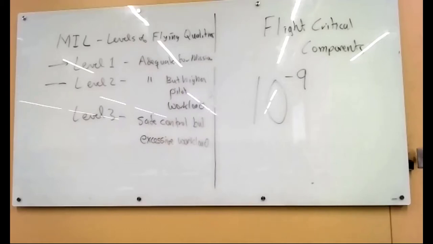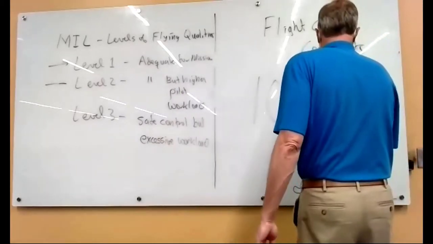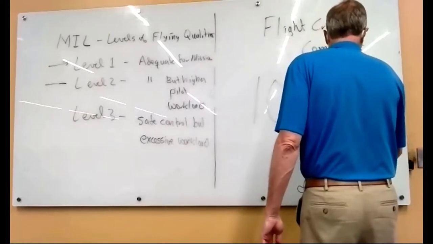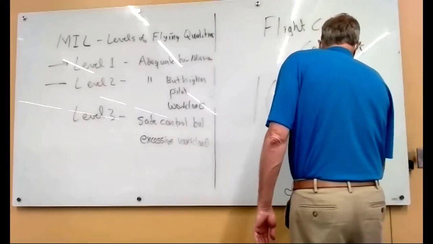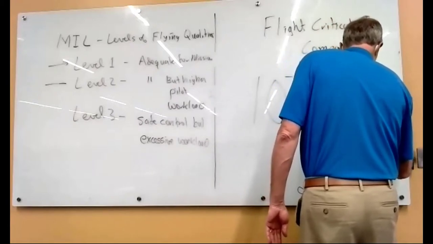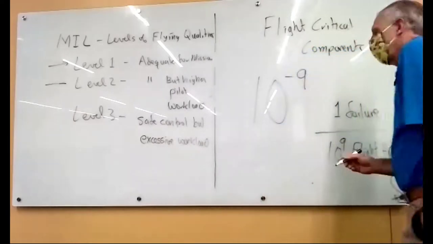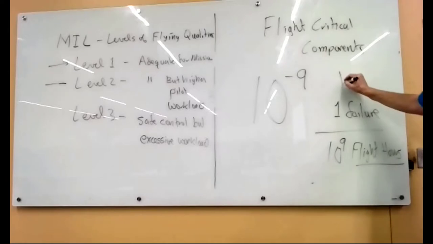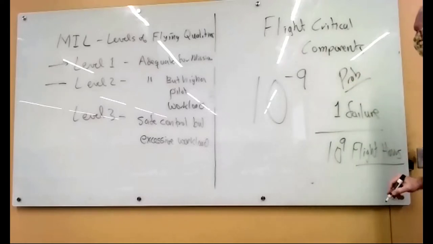So what this really means is one failure in 10 to the 9th flight hours. So it's a probability. The probability of failure is 10 to the minus 9th. So that's what they're meaning when they say, okay, the mechanical flight control system has to satisfy 10 to the minus 9th. It means only less than one failure in 10 billion, right?